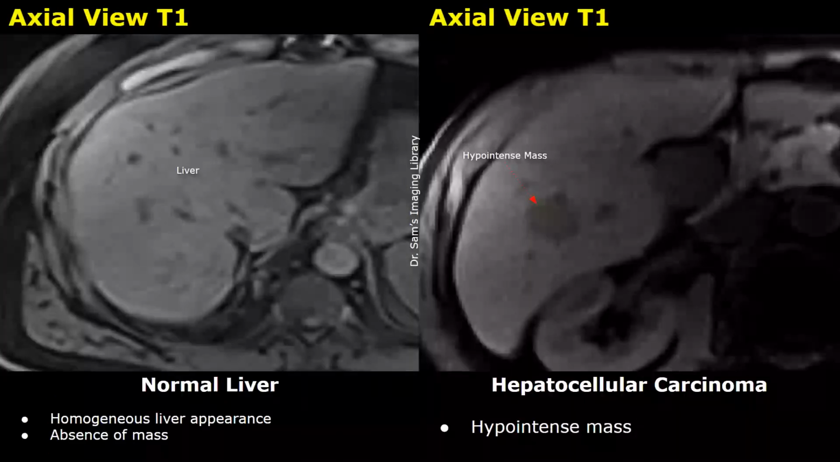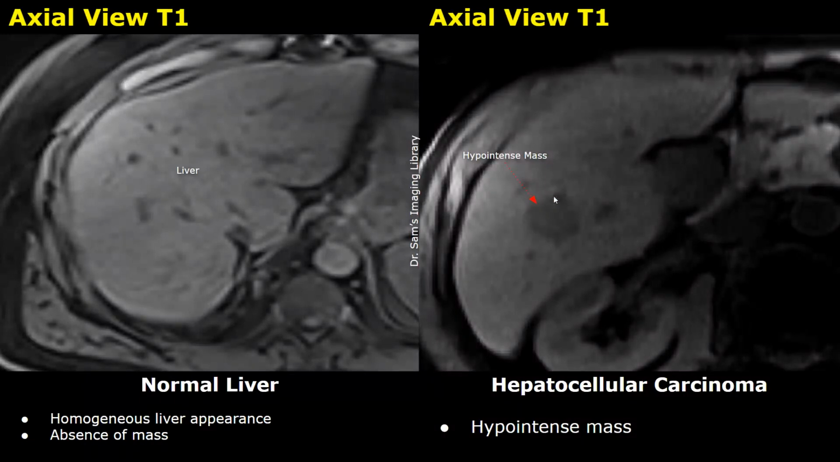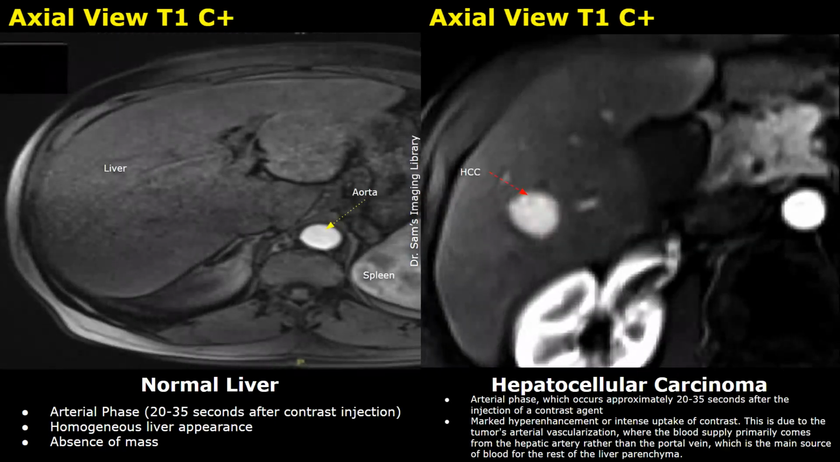Here is another example of hepatocellular carcinoma. We can see the mass over here. It is a T1 image and the mass is hypointense. The mass is showing hyperenhancement during the arterial phase, which is approximately 20 to 35 seconds after the injection of contrast material.